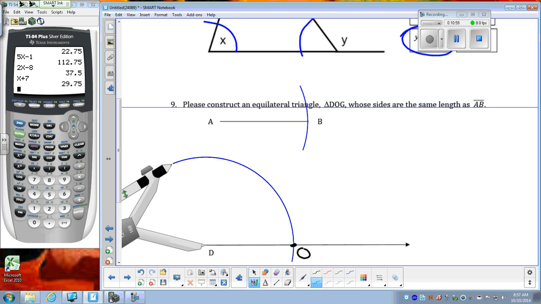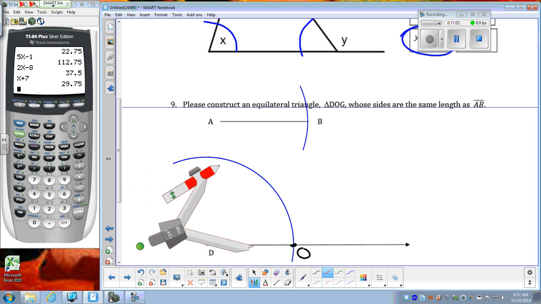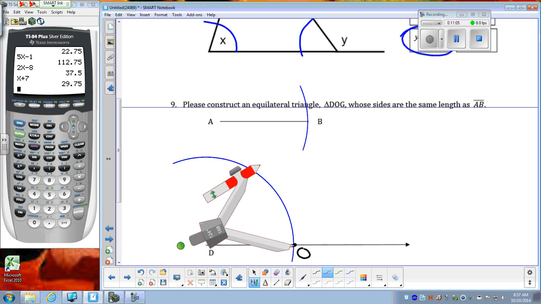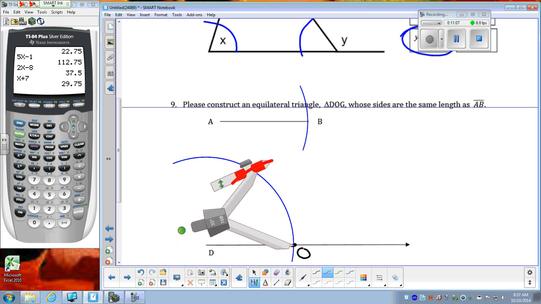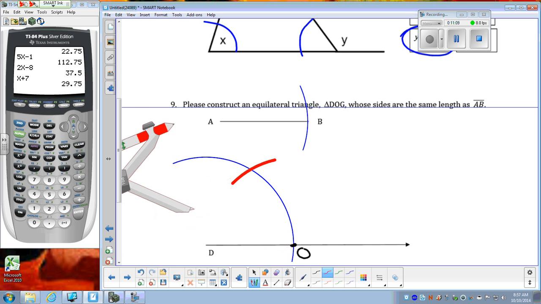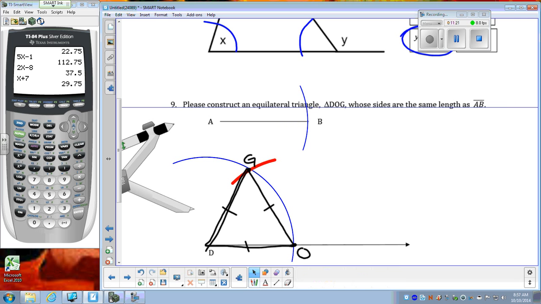So now I need to make another arc. I'm going to make this one red. So I need to go over to O and do that same size arc. So I make my arc. So here's point G. So then, oops, here's my triangle. I know all these pieces must be congruent because I never changed my compass setting from when I figured out the length of AB.